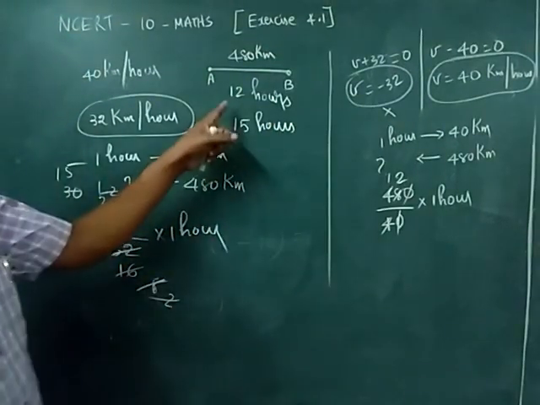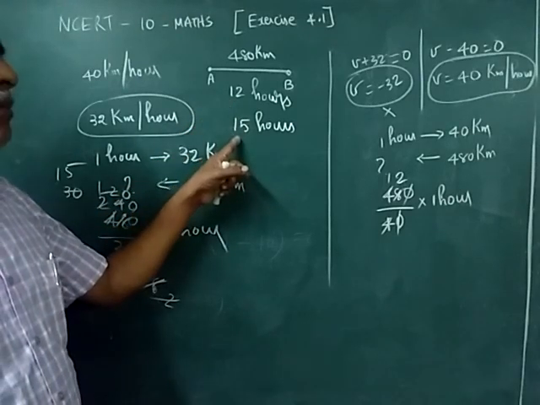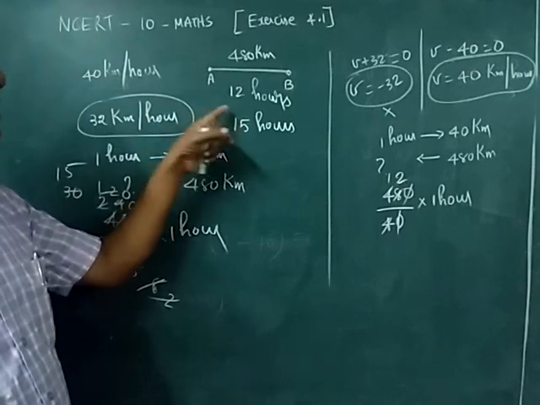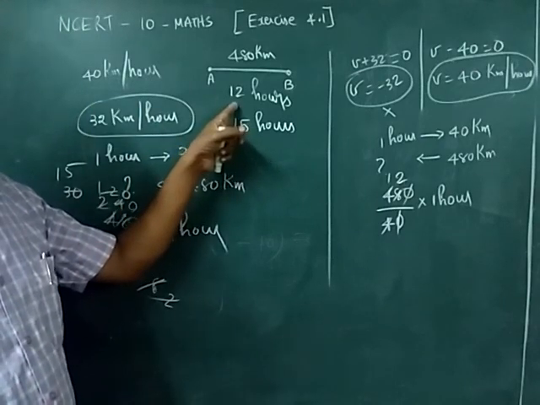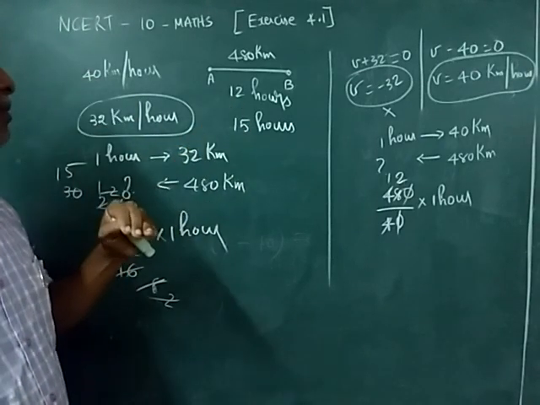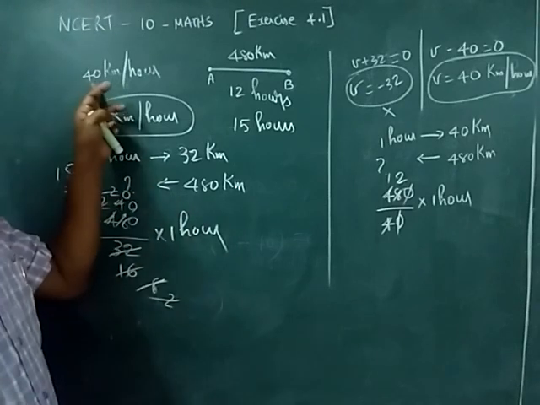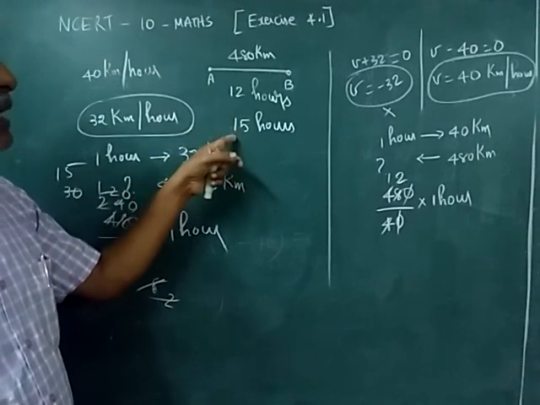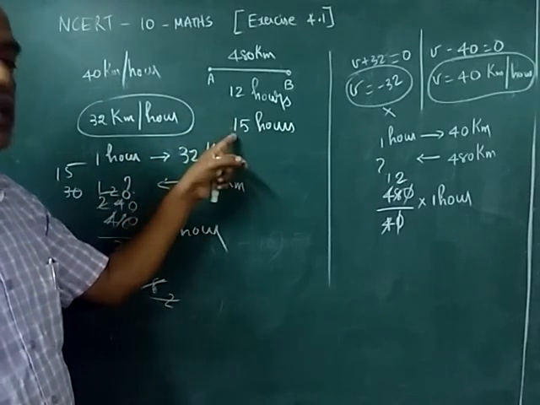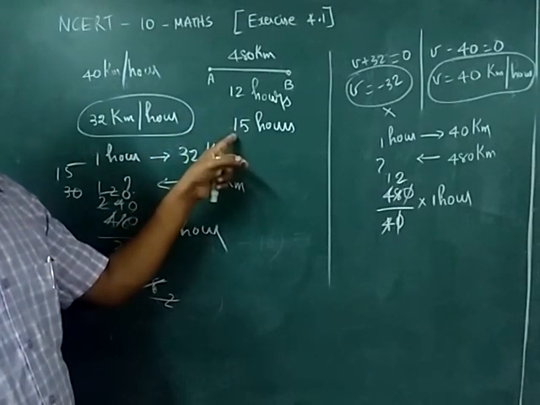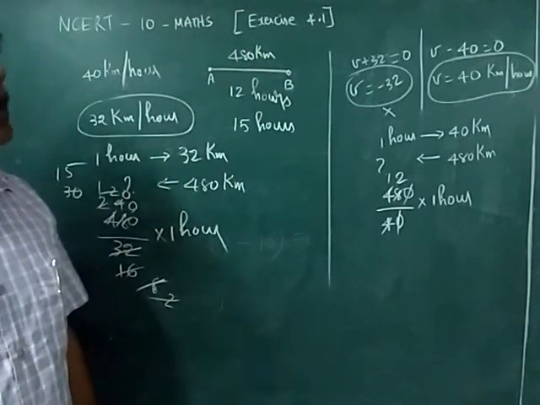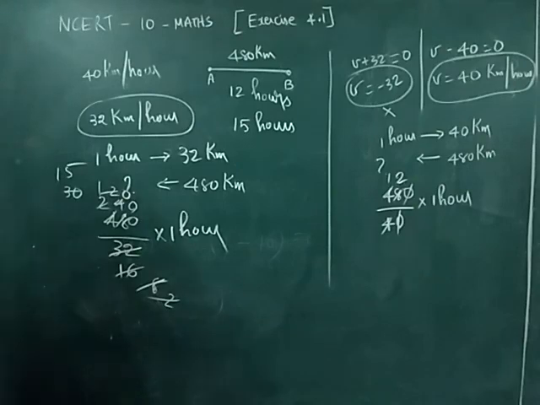Now you see the time increased by 3 hours. If it goes at 40 km per hour, it reaches in 12 hours. Now the speed has been reduced by 8 km. Initially it was 40, now it is 32. Therefore, the time taken is increased. It takes 15 hours to cover a distance of 480 km from A to B. So that's all about this problem.